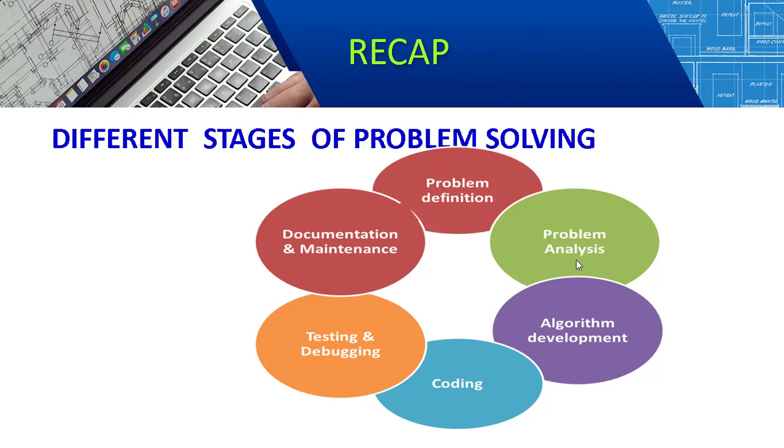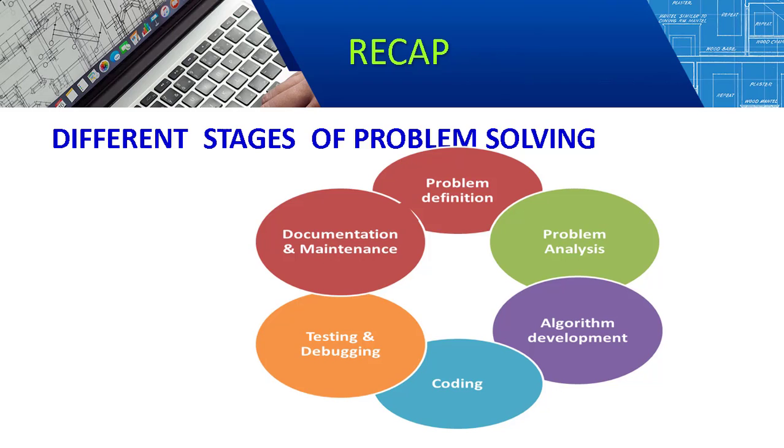The next stage is problem analysis. In problem analysis, we have to identify the inputs, the data you have to work with, the output, the desired result, what kind of result you need, and any additional requirements or conditions when we are writing the program.